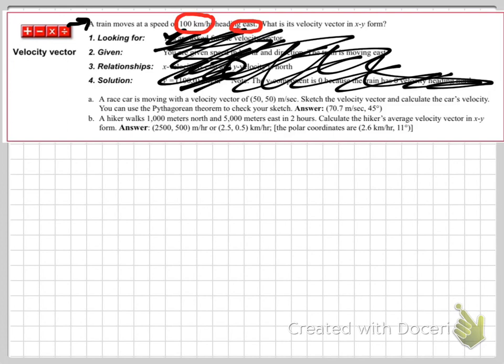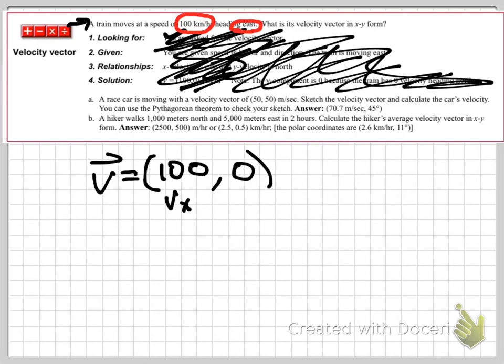East is also positive. So if we were writing our velocity vector, that would simply be 100, comma, 0. This means our x velocity is 100 kilometers per hour, and our y velocity is 0, right?